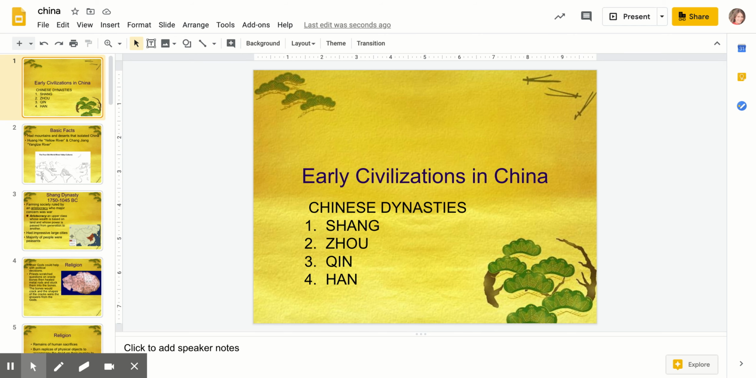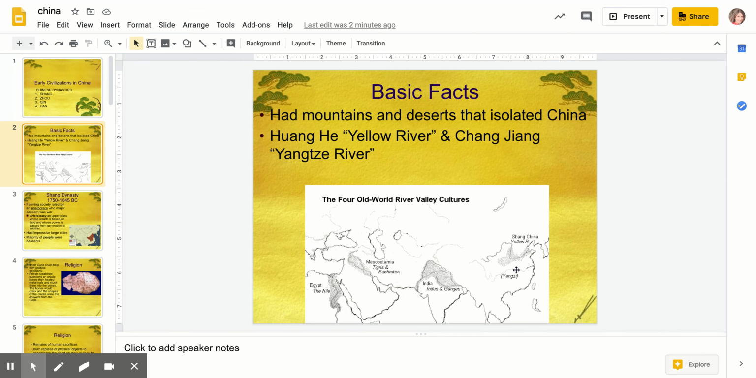Our last river valley civilization is the Yellow and the Yangtze rivers in China. They are right here. The Yangtze is at the bottom, and the Yellow is at the top.